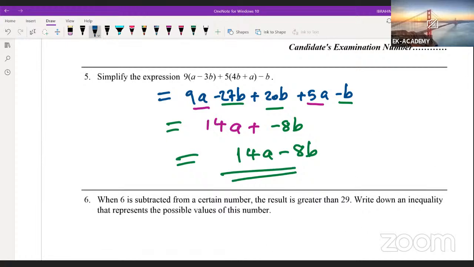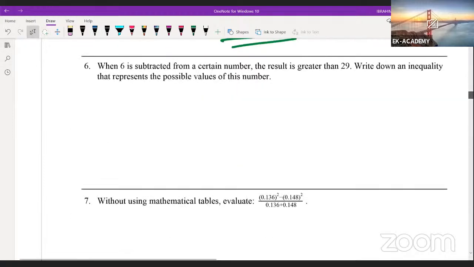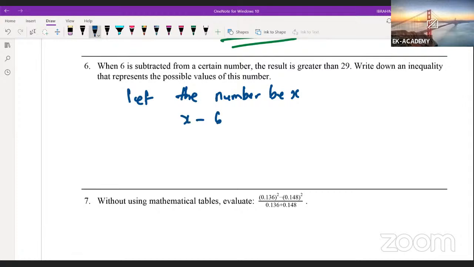You go to question number 6. Question number 6. When 60 is subtracted from a certain number, the result is greater than 29. So we can let the number actually be x. So when we take a certain number minus 60, the result is greater than 29. Write down the inequality that represents the possible values of this equation.